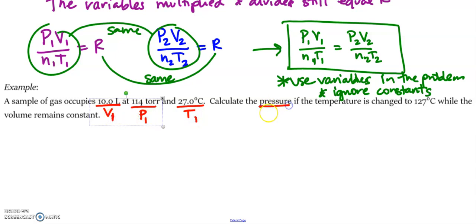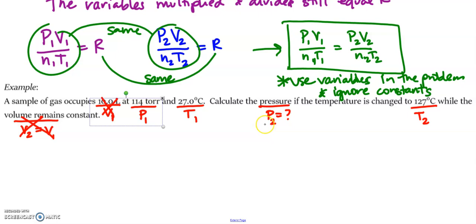Calculate the pressure. All right, so this is our unknown. If the temperature is changed, we've got a new temperature, so this is T2. This is the pressure at that temperature, so I'm going to write 2. And the volume is constant, so V2 equals the same, still 10 liters. So when I say ignore constants, that means this doesn't matter; this doesn't factor into anything. So we're looking at a problem where we have pressure and temperature: at one point in time, the temperature changes, what happens to the pressure?